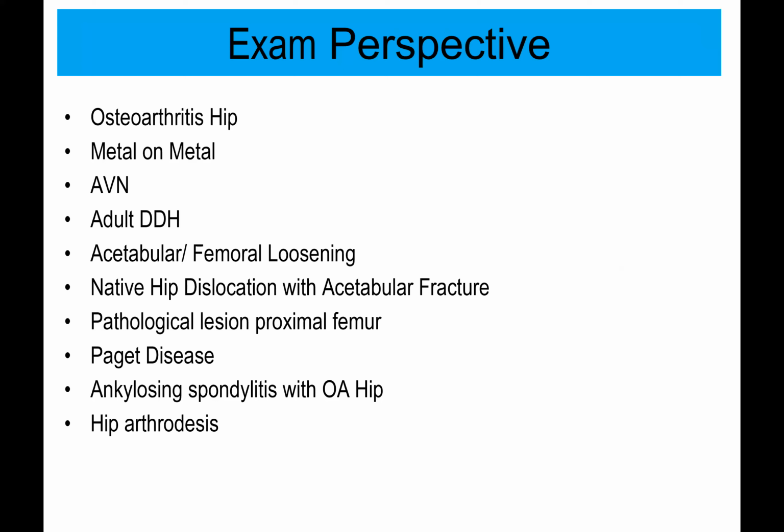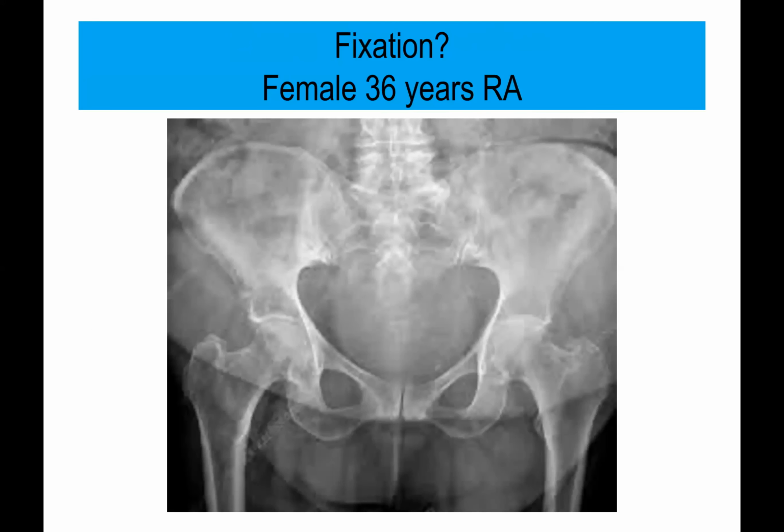These are the exam topics they usually give for primary hip: osteoarthritis hip, metal on metal, AVN, adult DDH, acetabular-femoral loosening, native hip dislocation, Paget's disease, and invariably the question goes to primary hip arthroplasty and what implant and why you use that implant.